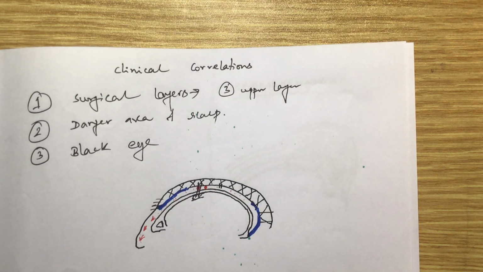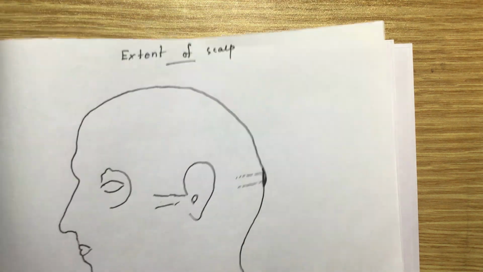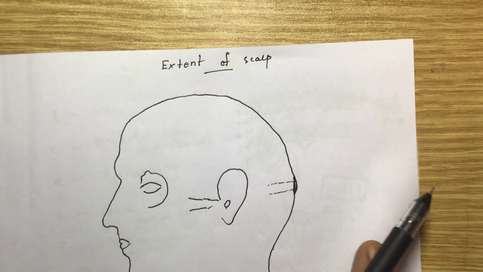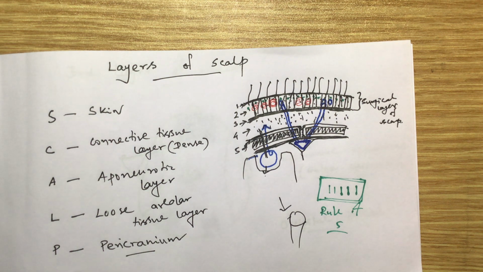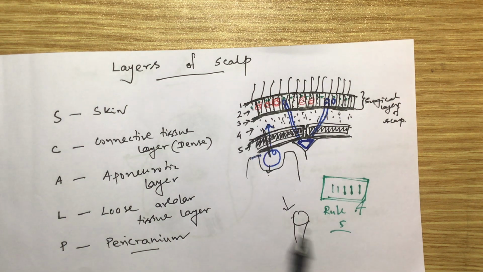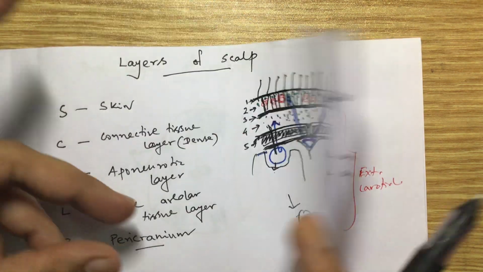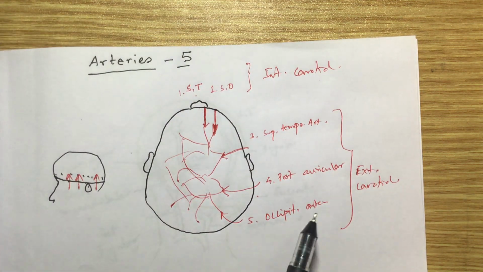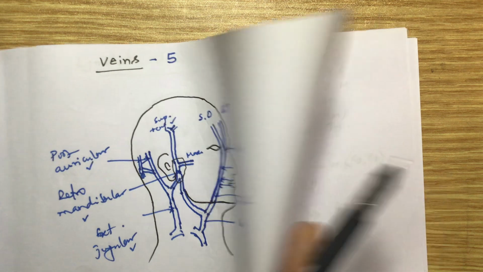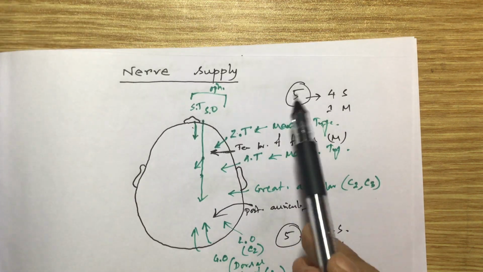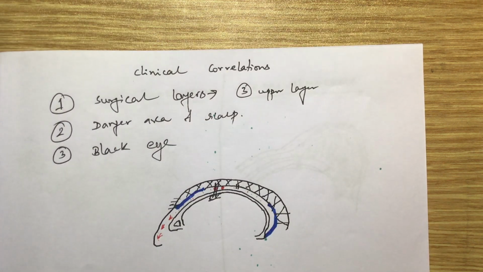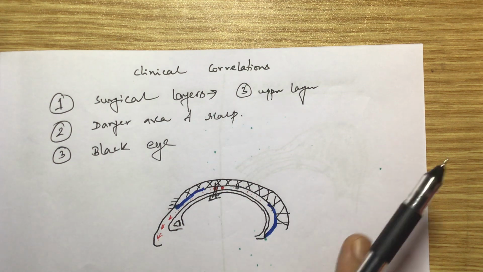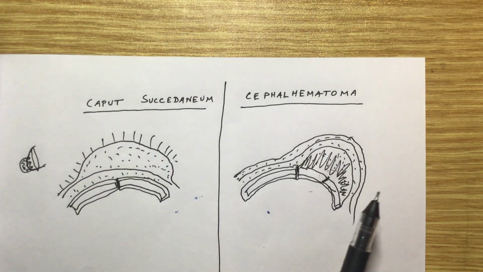So if we summarize, first I have described the extent, then the layers. You can remember those things: 5 layers are there. You can remember the rule of 5: 5 layers, 5 arteries, 5 veins, and 5 nerves in front of the ear, 5 nerves behind the ear, and a few clinical correlations. Thank you.